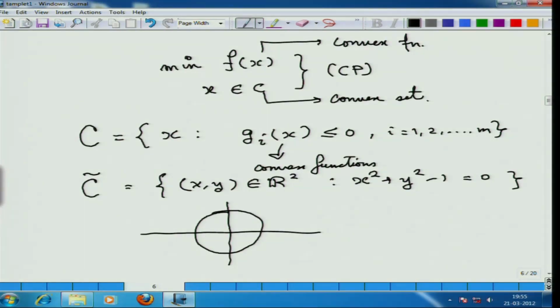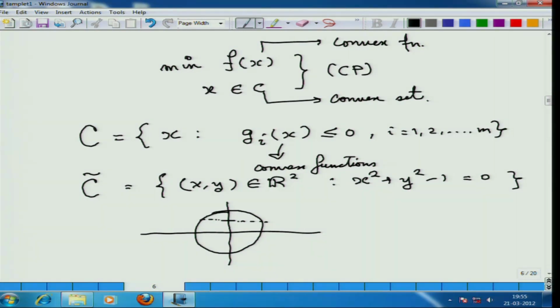ring. But then if you take a point here and take a point here and join them, except for these 2 points, the whole line is outside the circular ring. So, this is not a convex set. So, if you put convex equalities here, you are not going to get in general a convex set.